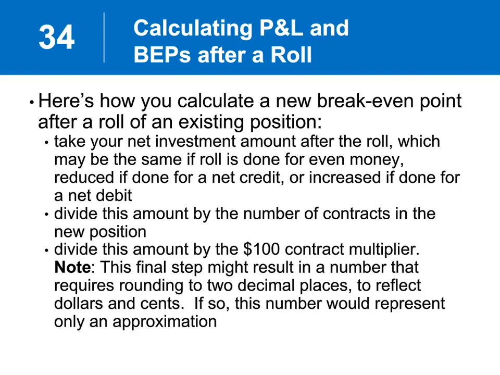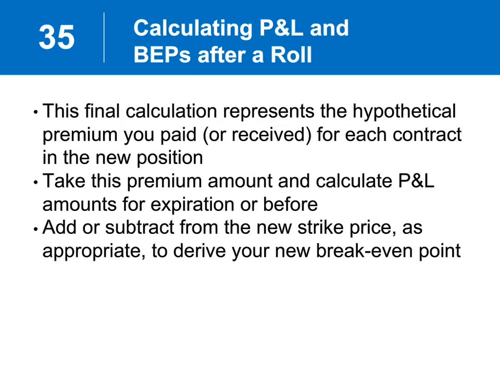And we can go through a couple examples, and then we add that number to the new strike, and that's how we calculate the break-evens. So that's the recipe. After the roll, it's the new net investment divided by the number of new contracts in the position divided by 100, and whatever that number is, we add it to the strike. So, we had rolls where we stayed in the 50 strike, went to the 55 or 60 strike. You add that number to the strike, and that gives you your break even.